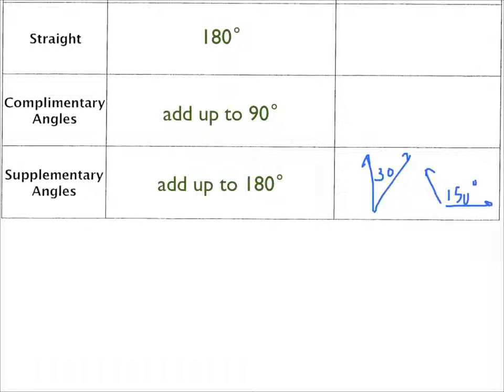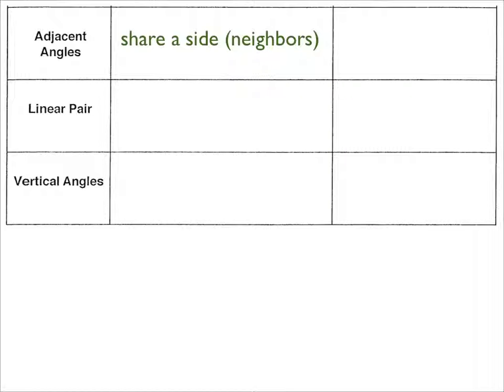I apologize for that. Adjacent angles share a side, aka they're neighbors, which means they have to be part of one big angle. So, for example, angle 1 and angle 2 here in my picture up there, those are adjacent angles.